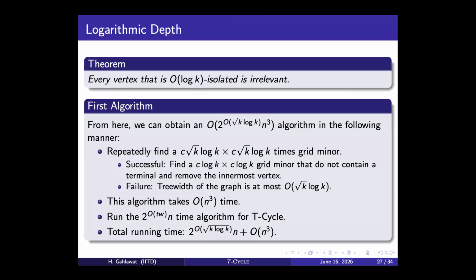And so what I'm asking is that each of these boxes is square root of k log k by square root of k log k. And if you get such a grid as a minor, you get c log k small grids somewhere. And successful means you get a c log k of them which do not contain terminals.